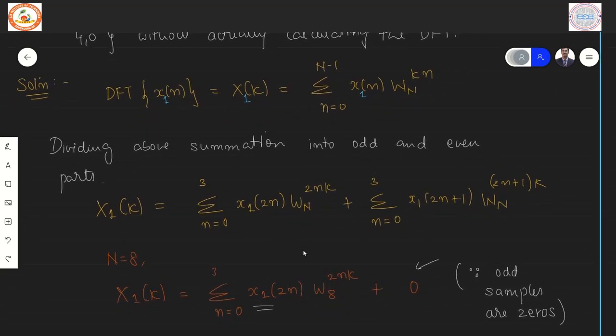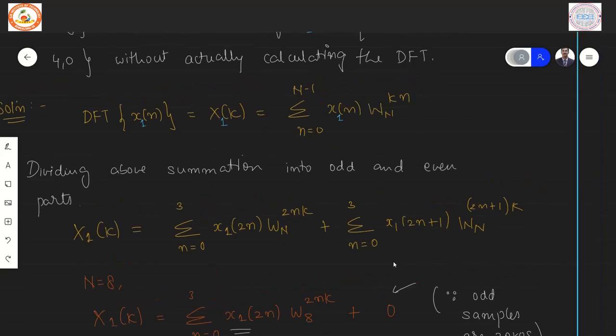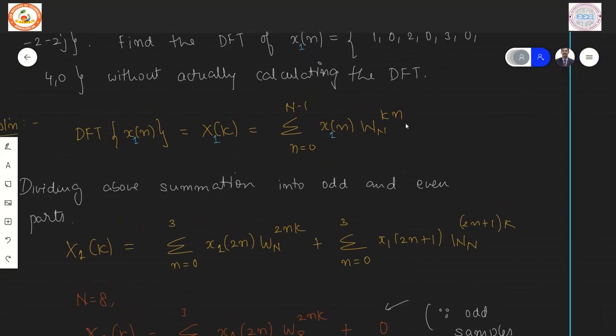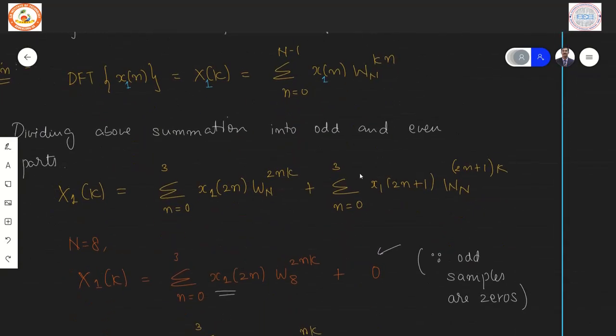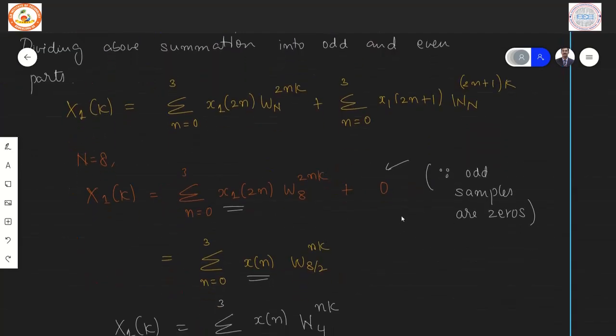substituting the value of capital N is equal to 8, we are aware that in the sequence x1 of n, each odd term is 0. The even terms have numbers 1, 2, 3, 4, but the odd values are 0. So what happens to the second summation? It reduces to 0 because odd samples are zeros. Therefore, the equation which remains is simply summation n is equal to 0 to 3.